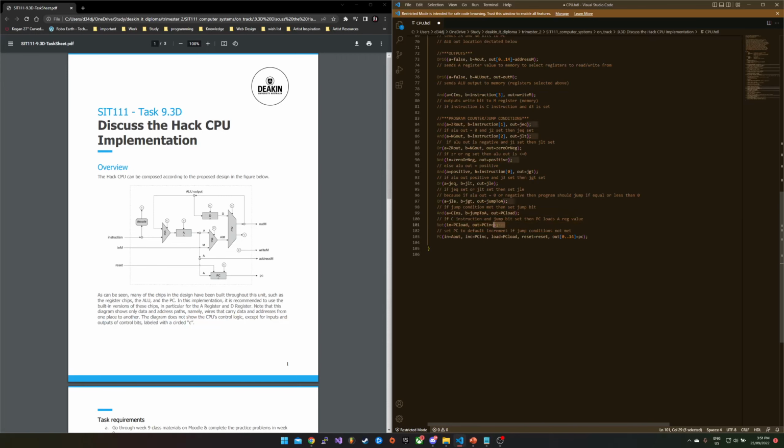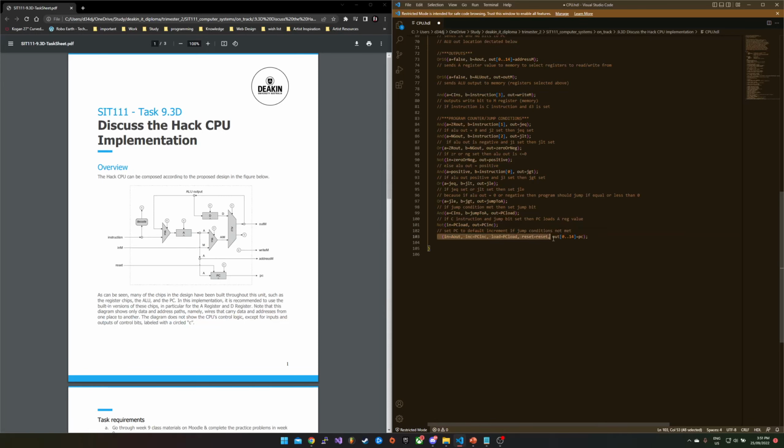And then moving on, if those conditions are not met and we are not jumping, then the program counter will default to increment. So one of these will be 1, and the other will be 0. We're either incrementing the program counter to the next instruction in the ROM, or we are loading a new address ready for a jump.